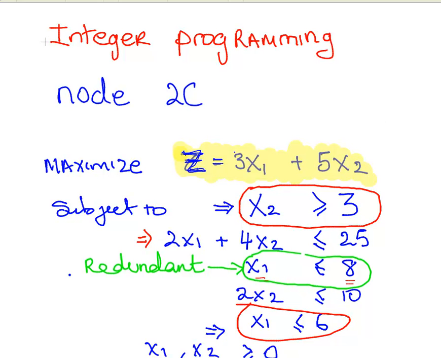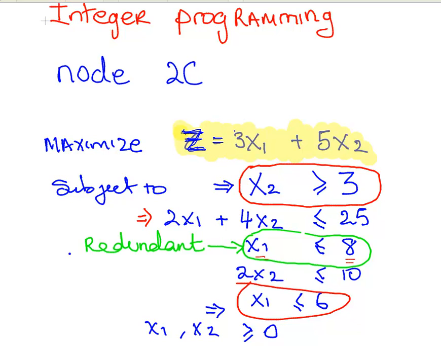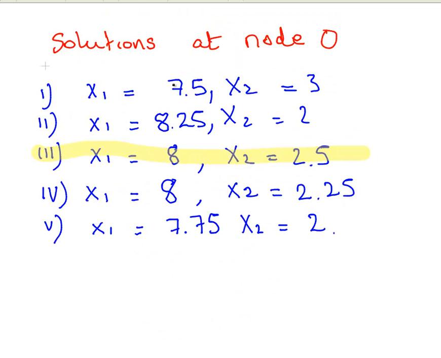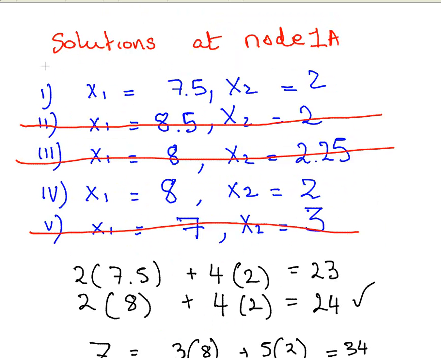We don't need an integer solution; we're using LP relaxation, with non-negative values. X1 is less than or equal to 6. 2x2 is less than or equal to 10. X2 is greater than or equal to 3. And the main one there, 2x1 plus 4x2 is less than or equal to 25. And we have to maximize 3x1 plus 5x2. So what I'm going to do now is go to my set of possible solutions. It's a multiple choice question.